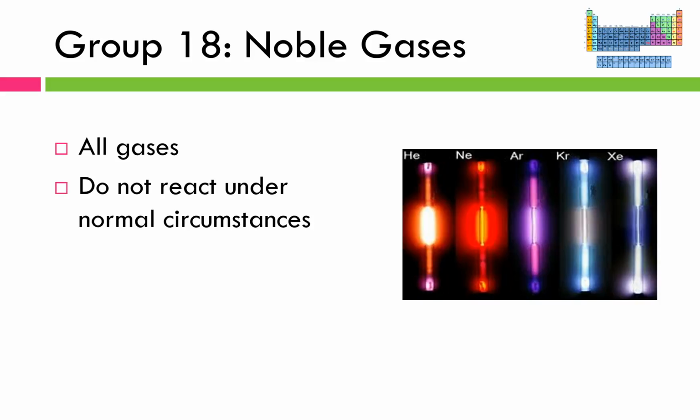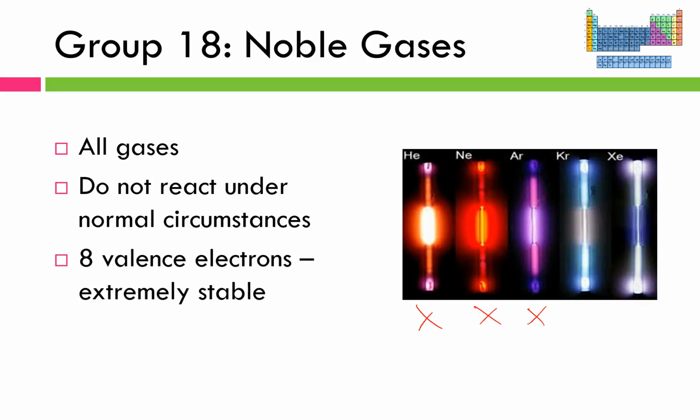These guys do not react under normal circumstances. Again, something like helium, neon, and argon, you're just not going to get to react at all. Something like krypton or xenon, you might be able to get it to react with fluorine. But remember, fluorine is the most reactive nonmetal on the periodic table. Their stability stems from the fact that they have a complete octet of electrons in their valence shell. They've got 8 valence electrons, and as a result, it's not in their best interest to either gain or lose electrons, so they tend not to interact with the other elements.